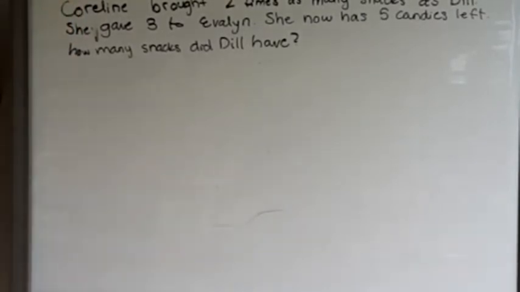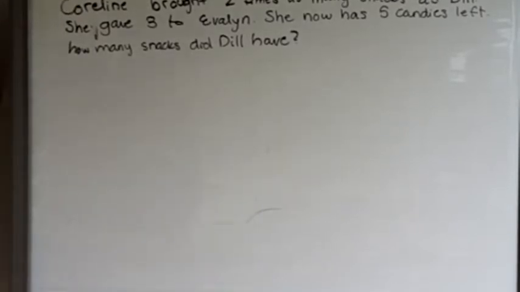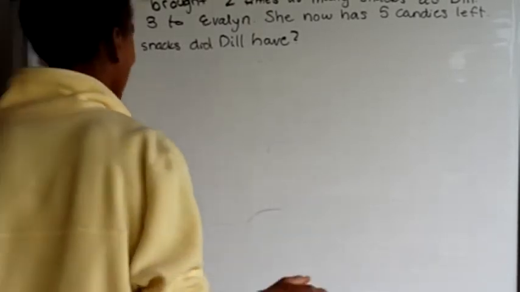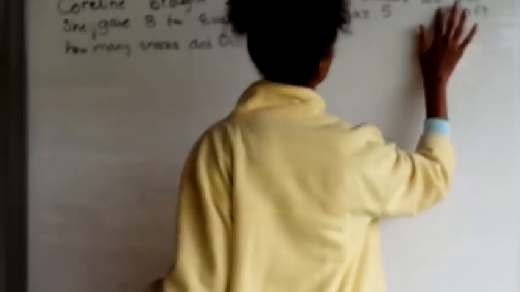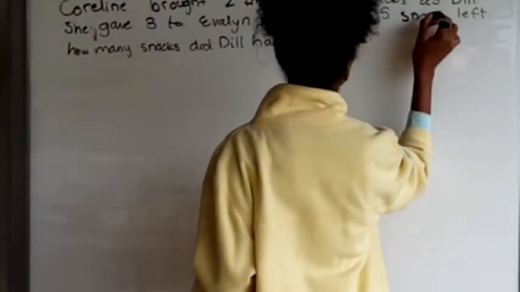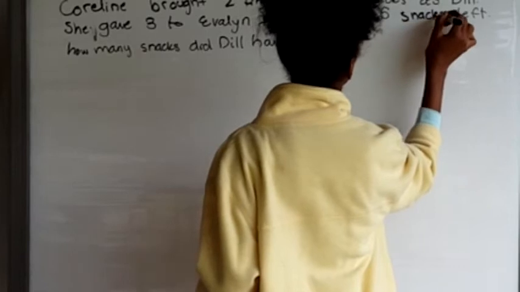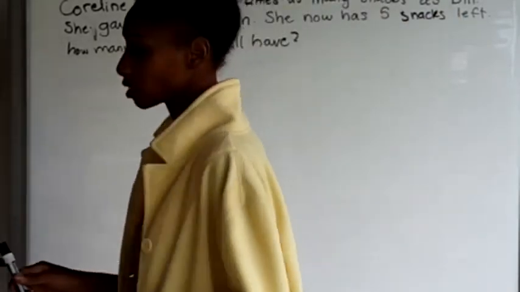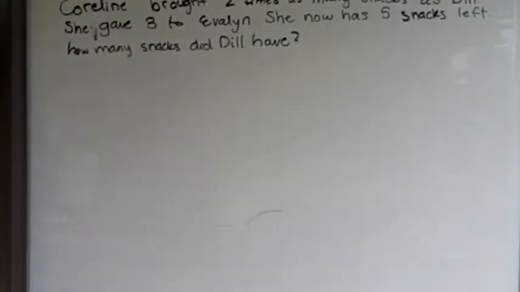All right. Caroline brought 2 times as many snacks as Bill. She gave 3 to Evelyn. She now has 5 candy snacks. Why can't it be Coraline? She now has 5 snacks left. How many snacks did Bill have?